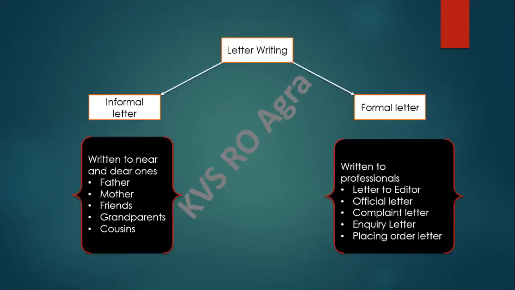Now, you can see in the slide, there are two types of letter writing, informal letter and formal letter. Informal letters are written to near and dear ones like your father, mother, friends, grandparents, and cousins. Whereas formal letters are written to professionals like letter to auditor, official letter it may be.